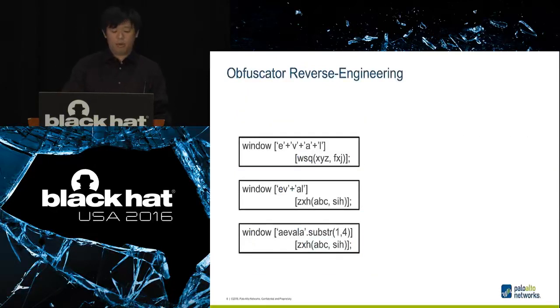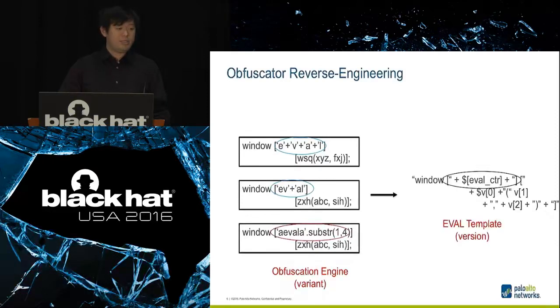Here's a quick example of obfuscator reverse engineering. We have 3 simple lines of code here. You can see there are 2 ways to construct the eval string here. The first two are using string concatenation to construct the eval string. And the third one uses the substring method. The way they are used here, we call it obfuscation engine logic. The first two are using the same obfuscation engine logic, so we say they belong to the same variant.